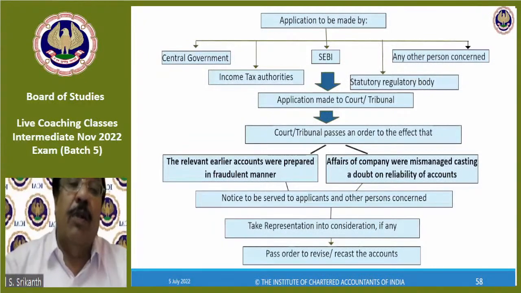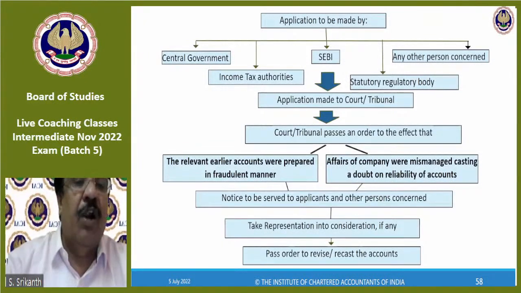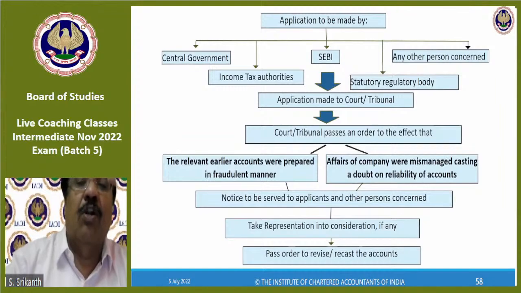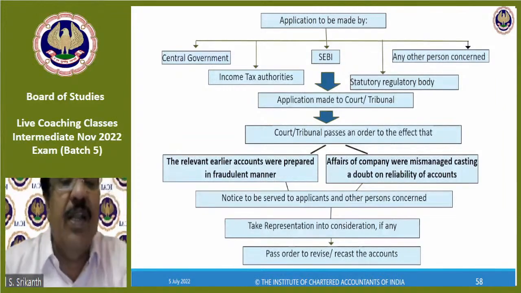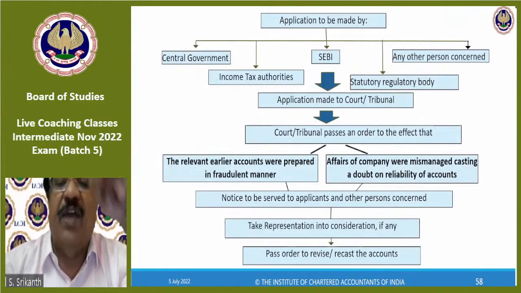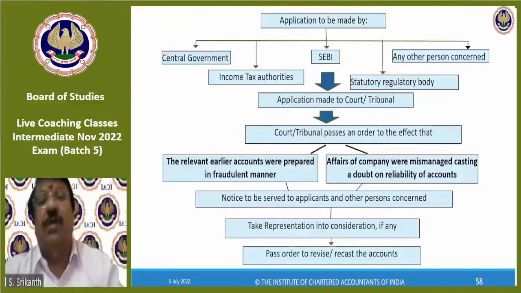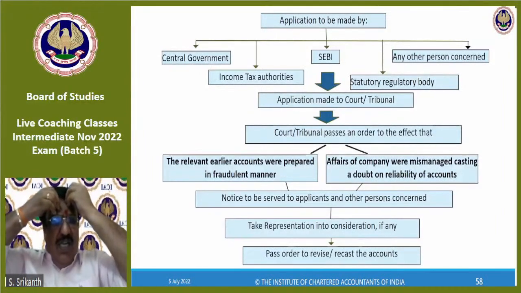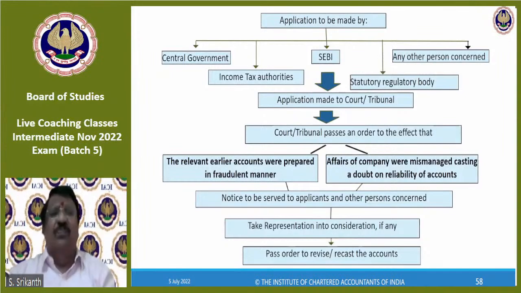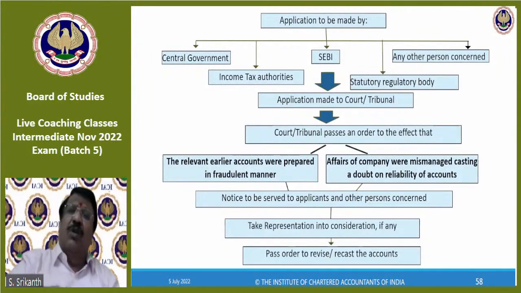Then the court or tribunal will hear the case and they'll say, oh my God, fraud has happened. Then they will pass an order to the effect that the relevant earlier accounts were prepared in a fraudulent manner. Affairs of the company were mismanaged, casting a doubt on the reliability of accounts. See, this is a classic knee-jerk reaction to Satyam. I am 100% sure this provision after Satyam would never have been invoked.